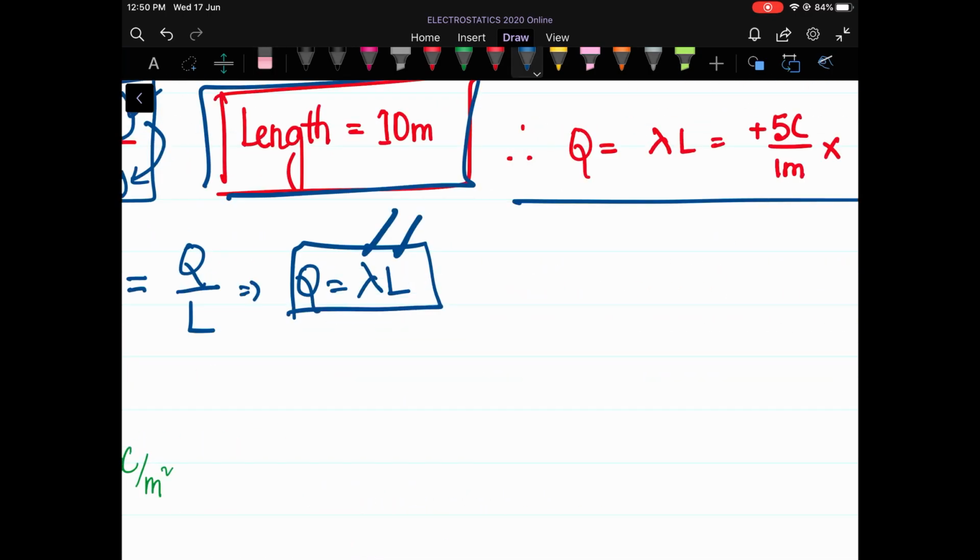It simply means that the amount of charge present in 1 meter length is lambda. The amount of charge present in 2 meter length, I have to call it twice lambda. The amount of charge present in 3 meter length will be thrice lambda. And of course, the amount of charge present in L meters length will be L lambda or lambda L. So just remember this, it's going to be useful for us.